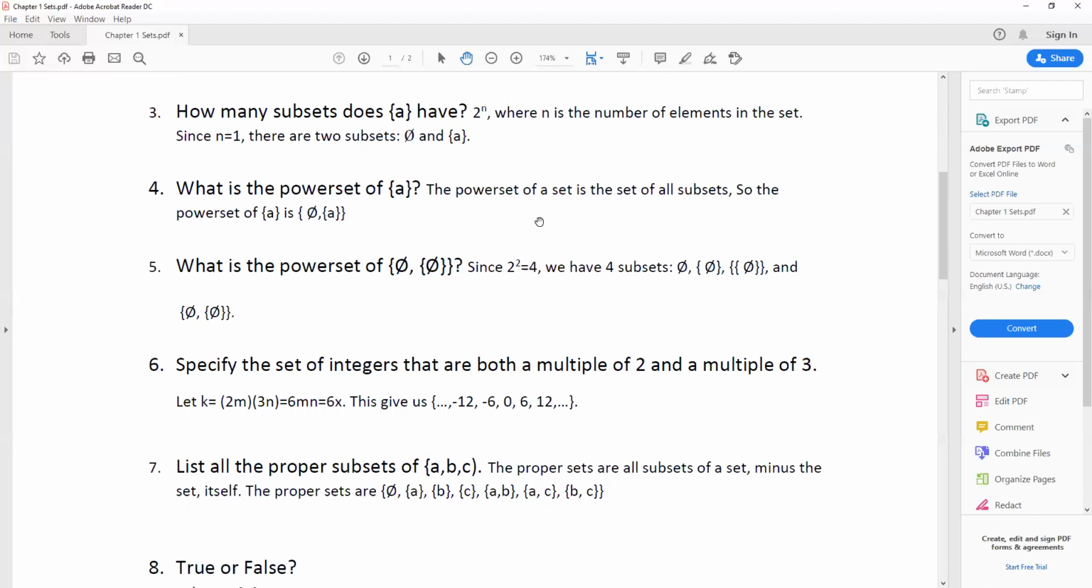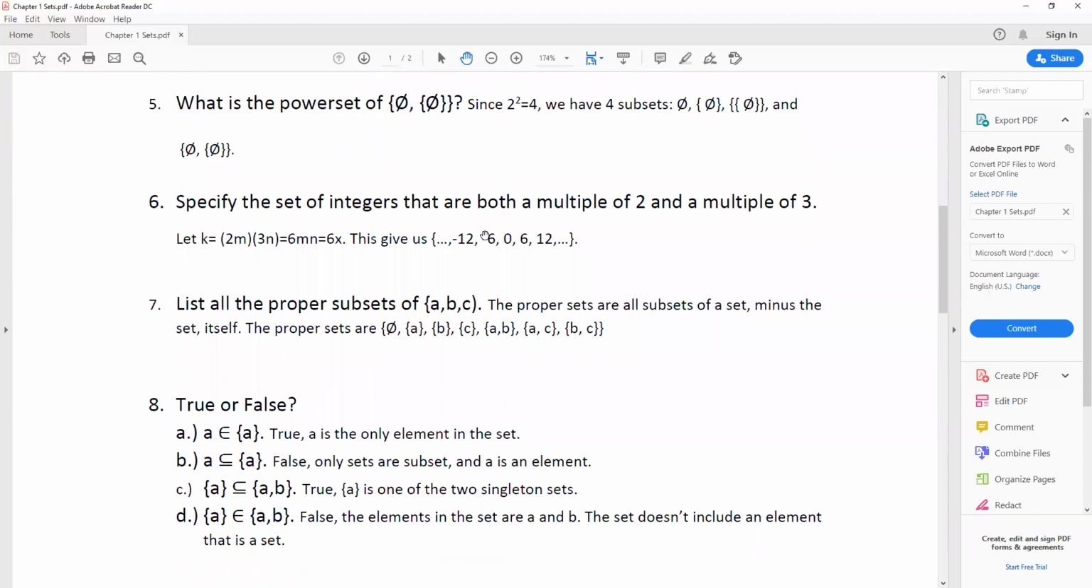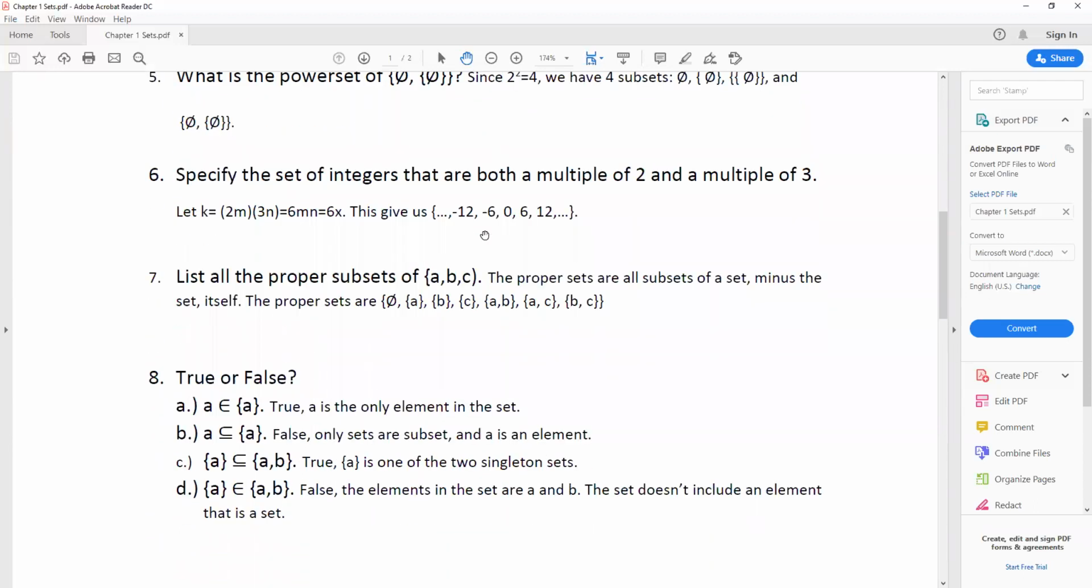Number 7. Number 7 says list all the subsets of the set containing the elements A, B, and C. A proper subset is essentially the power set minus the set itself. I typically start off by listing the empty set, which has no elements. That one is listed first. So here is the set containing no elements.